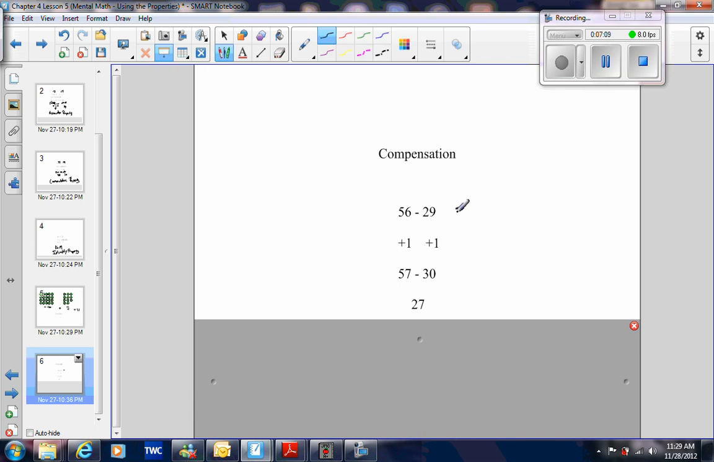56 minus 29 is 27. And 57 minus 30 is 27. The difference between those two numbers is the same. And the way I did that was I added 1 to both of them so that I could get into something I could do mentally. All right, so there's just a quick lesson on how to handle the properties and some compensation problems so that mental math can be done.